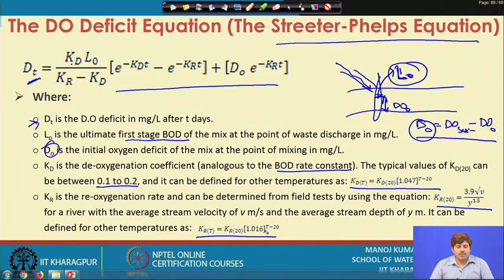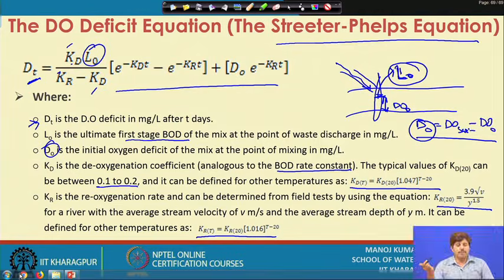So, once we have an estimate of Kd and Kr, and we know the ultimate BOD or the total amount of waste being added, we can estimate the deficit at any given point of time. Okay. So, knowing the amount of BOD and these two different rates, we can predict the profile of the dissolved oxygen, and the prediction of the BOD profile is also simple.